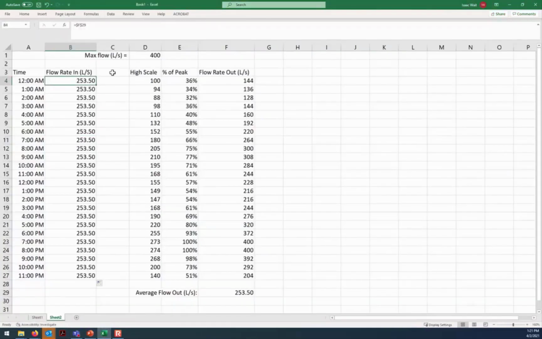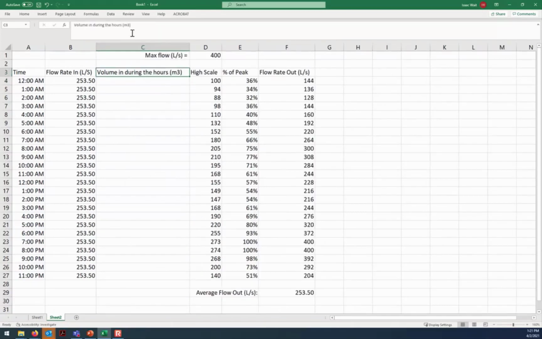So we know the flow rate in. Let's calculate the volume in during the hour, in cubic meters, because each row represents a 1-hour period. If it's 253.5 liters per second coming into the tank, anybody know how many seconds there are in an hour? Type it into the chat box if you do. It'll prove that this is an interactive class. There it goes. Harrison's got it. Isaiah's got it. 3,600. Good. So the volume in during the hour is the flow rate multiplied by 3,600.